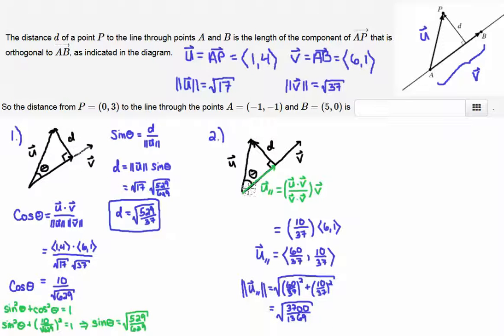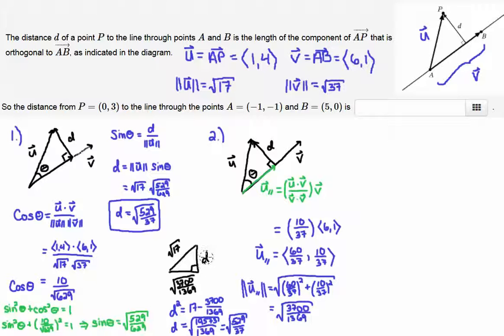And so I have to get the length of U parallel. So the length of U parallel is this component squared plus this component squared. I get this length here for U parallel, and now I just employ the Pythagorean theorem. So D squared is the square root of 17 squared minus this square root of 3700 over 1369 squared, and when you square these square roots, of course, you just get the terms inside, and then you get this rather large fraction, and this fraction reduces to 529 over 37. So I get the same result.